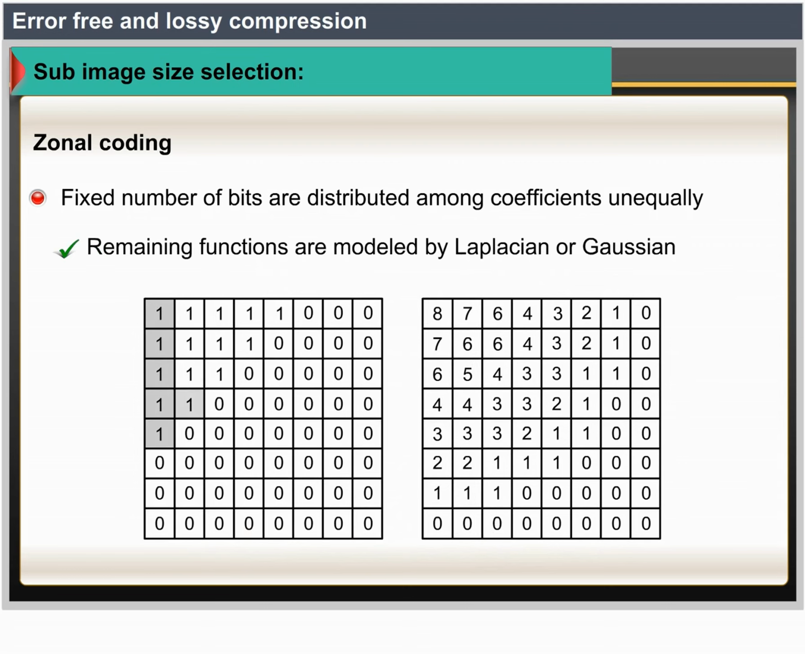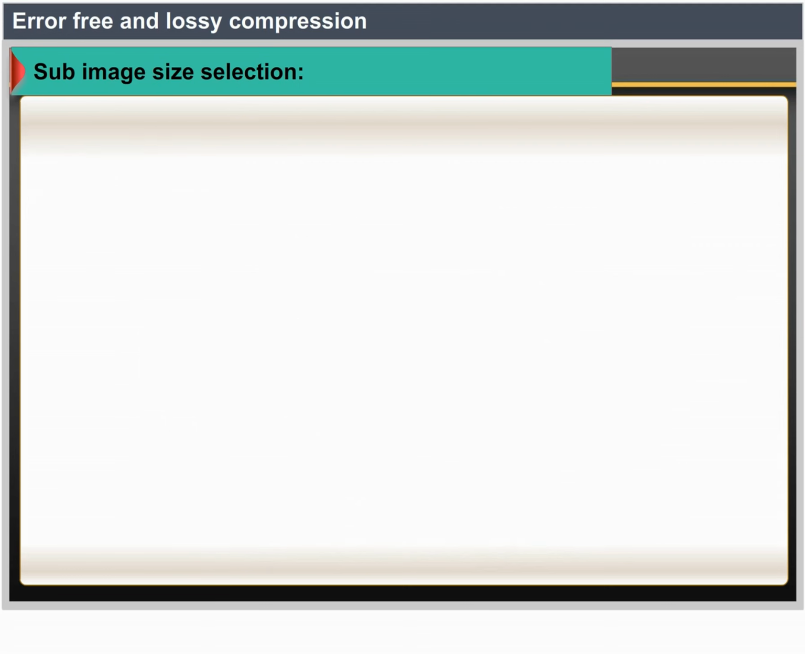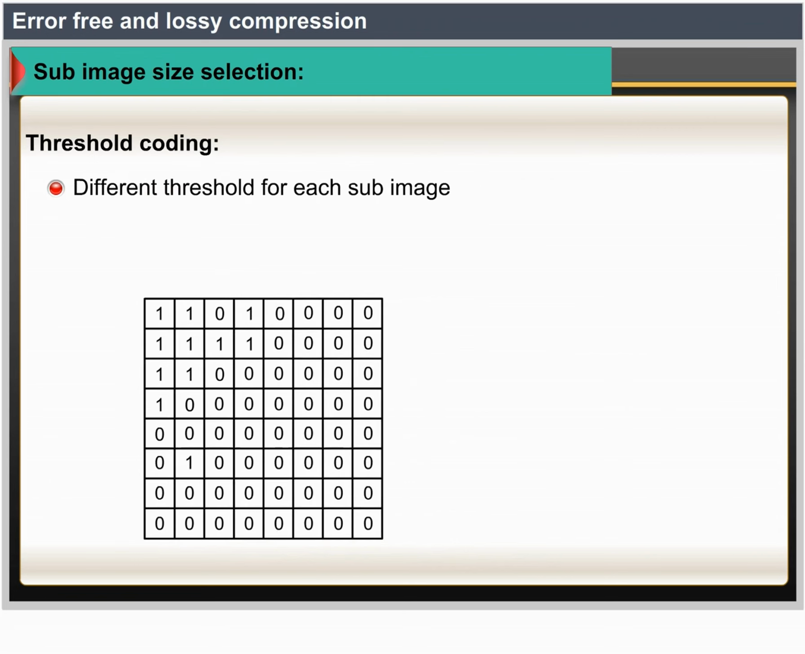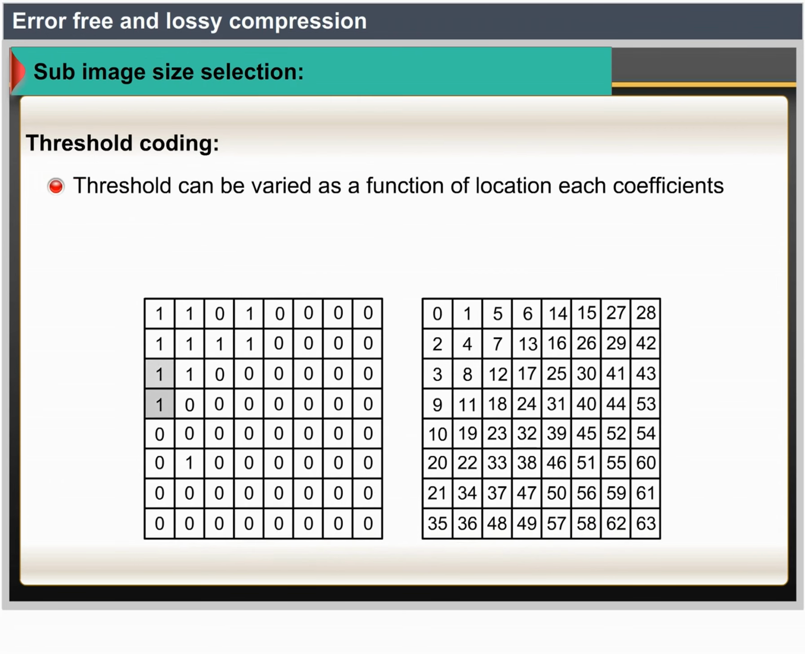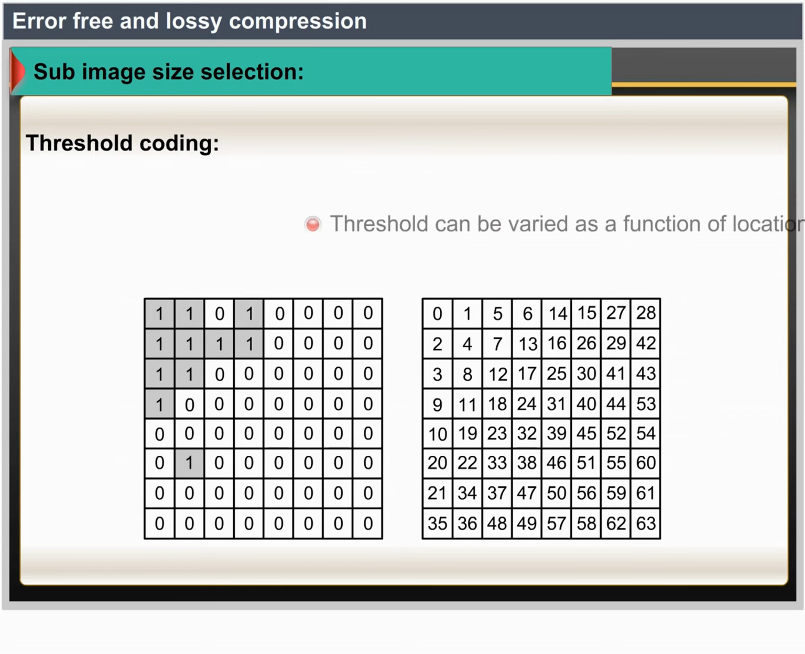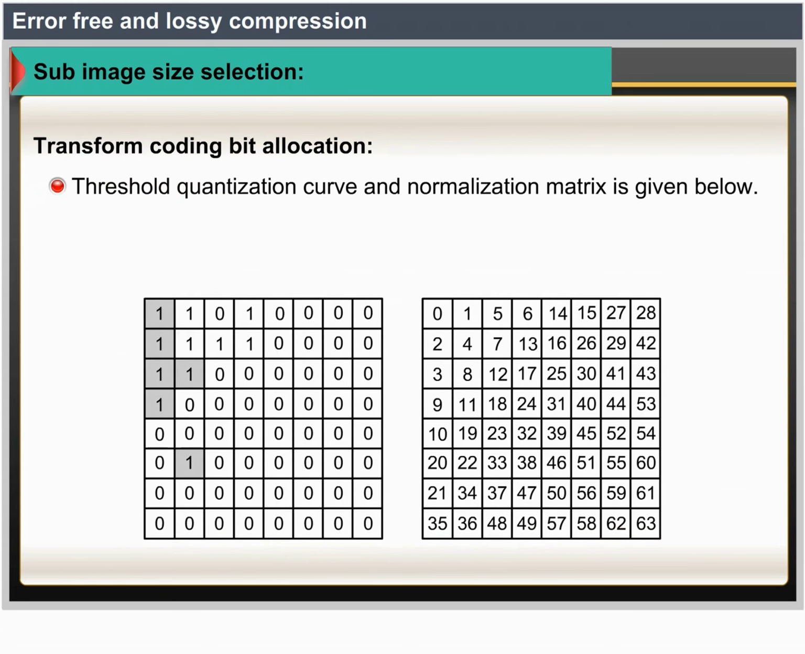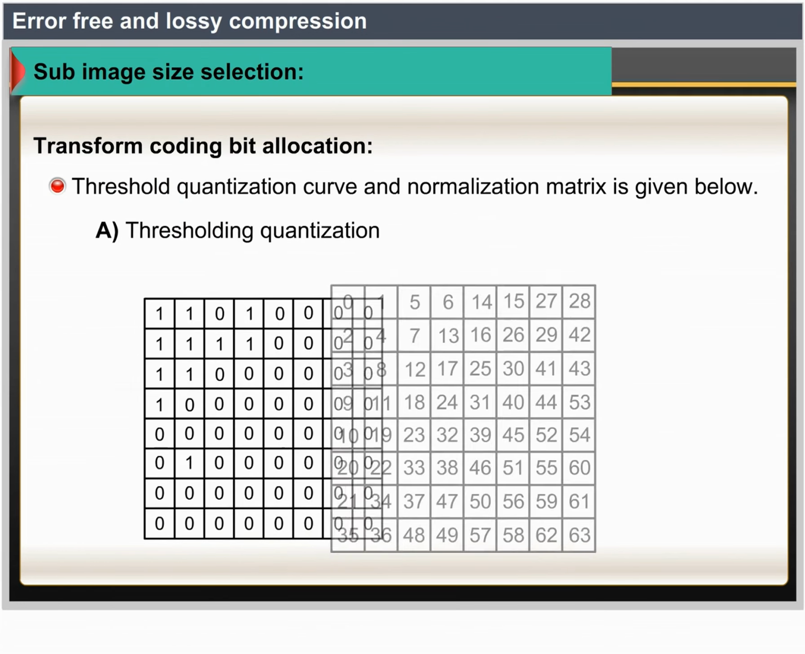The threshold coding characteristics are: 1. Single global threshold. 2. Different threshold for each sub-image. 3. Threshold can be varied as a function of the location of each of the coefficients. Transform coding bit allocation. Threshold quantization curve and normalization metrics are given below. A. Thresholding quantization. B. Normalization metrics.